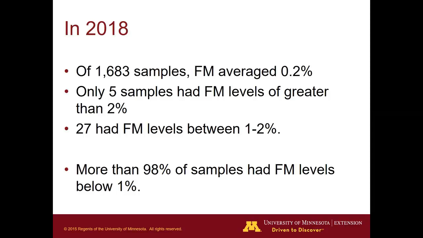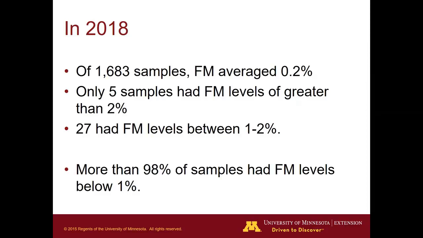So this is what the overall foreign material looked like. Because of this terrible harvest we had, our numbers were down. We only had 1,700 samples this year. The FM averaged 0.2% in those samples. Only 5 samples had greater than 2%. 27 had between 1 and 2%. So 32 samples out of 1,700 had FM above 1%.